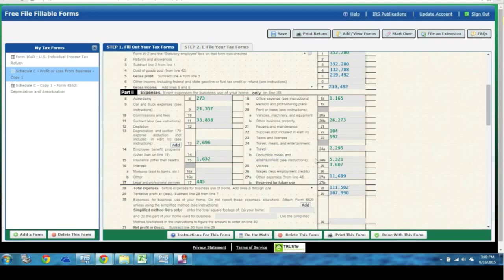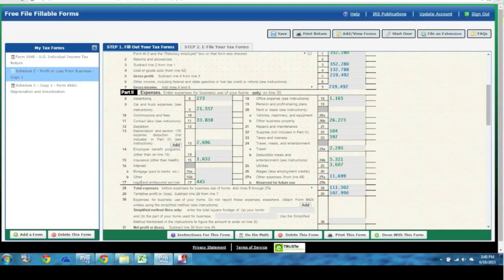Another thing is meals and entertainment. Deductible meals and entertainment right here, $5,321. 50% of your meals are deductible. So John Doe really spent $10,642 on meals and entertainment. He can just take a deduction of half of it. So make sure you only put 50% here.